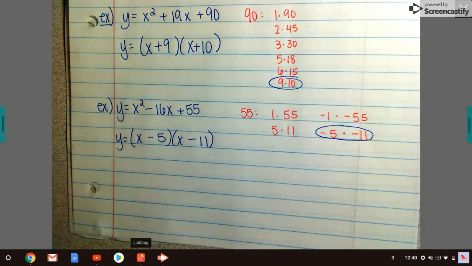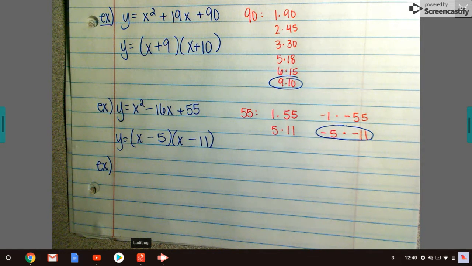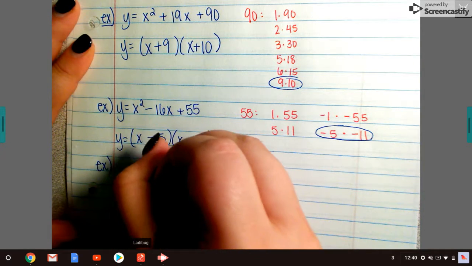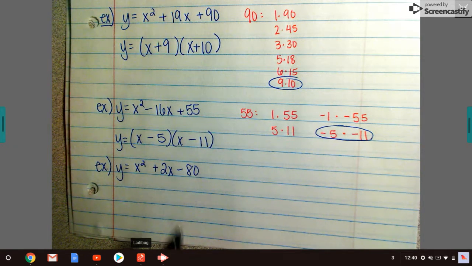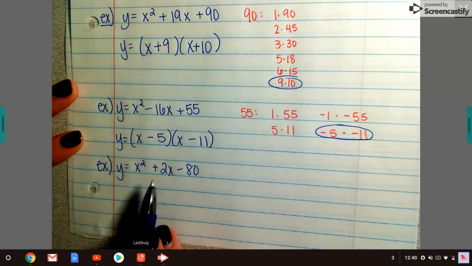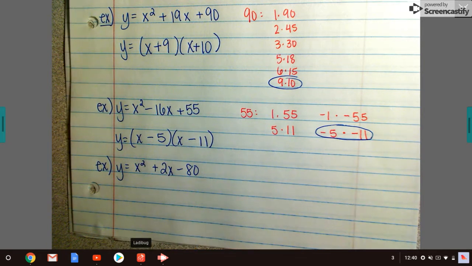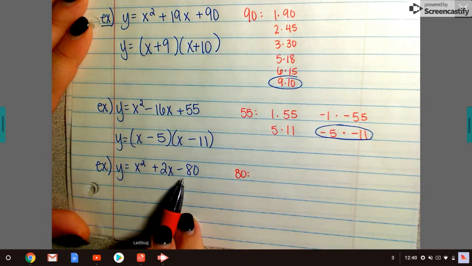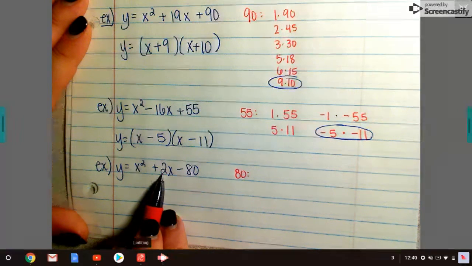Let's do another one. How about if we have y equals x squared plus 2x minus 80? We've got lots of factors of 80, but we need ones that are really close together, 2 apart. So let's think through our factors of 80. I don't think I'm going to have to start off with 80 times 1. That's 79 apart. Can you think of any factors of 80 that are 2 apart?